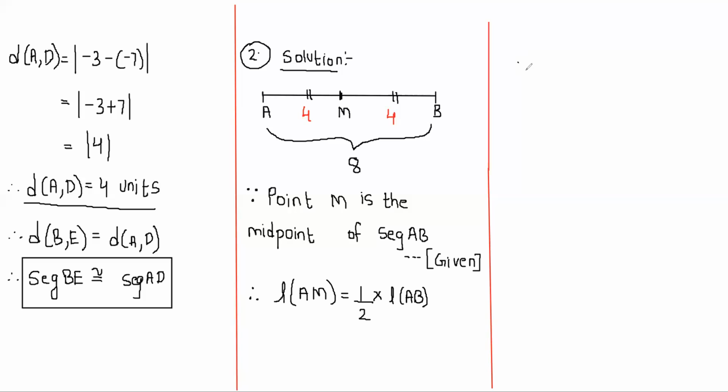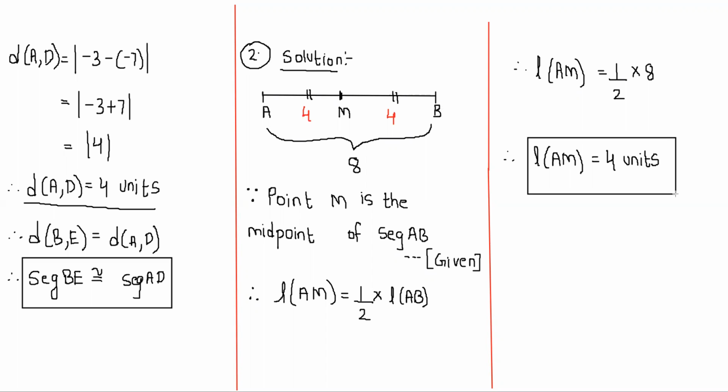So therefore, length of AM is equal to half into 8. Now centimeter, meter they have not given, so we are going to use units. Length of AM is equal to half of 8, that is 4 units. Our final answer. Hence we got a final answer, length of AM equal to 4 units. Here we can show the cancellation. 2 ones are 2, 2 fours are 8.